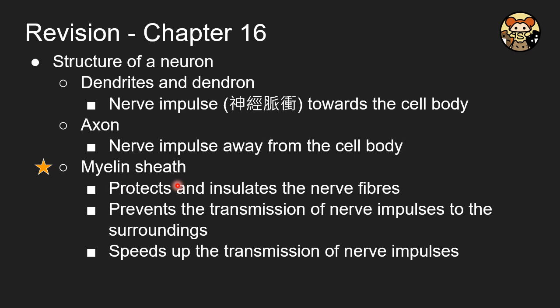And the myelin sheath is to protect and insulate the nerve fibers, because the nerve impulse by nature is electrochemical, and that's why it can trigger other nearby nerves. In Chinese, we call it qi. So the myelin sheath prevents the transmission of nerve impulses into the surroundings, and because it is made of fatty tissue, it will also speed up the transmission rate.